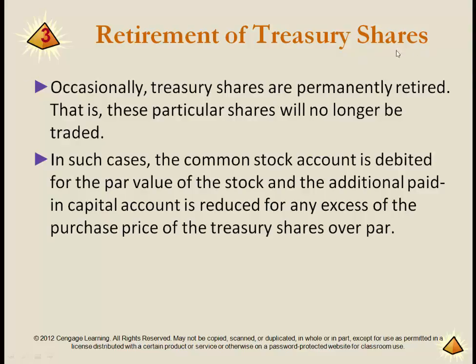So when we have retirement of treasury shares, they'll retire them. In other words, these shares can no longer be traded. So they buy them back, and they're not going to reissue them. Many times this will happen when a corporation that was publicly traded says, well, we want to go private. And Best Buy is an example of that right now. If you're familiar with them, they've been buying up their shares of stock in order to go private.